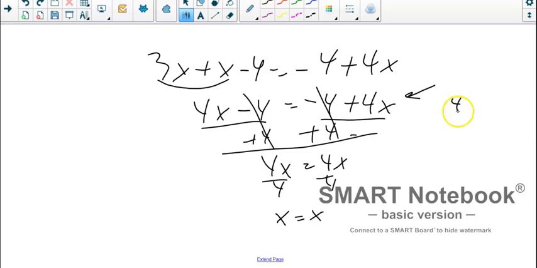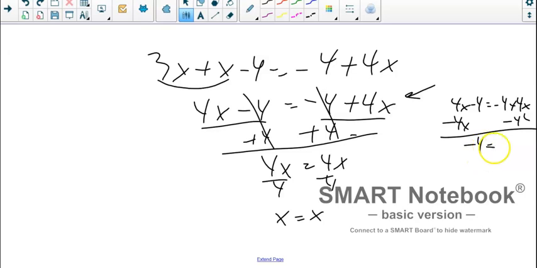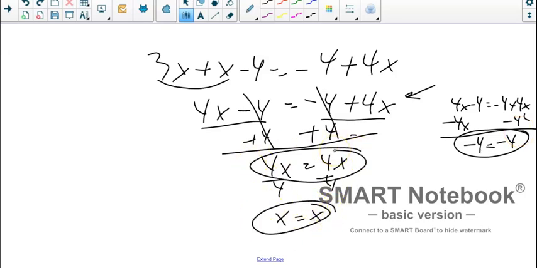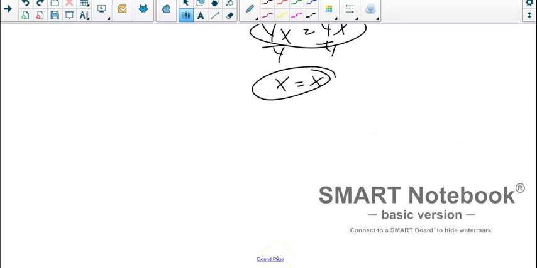Or up here, if I would have instead gotten rid of this first, I would end up with the statement negative 4 equals negative 4. And no matter what, true statement, true statement, true statement, even up here, true statement. If I end up with a true statement, my answer is all real numbers.